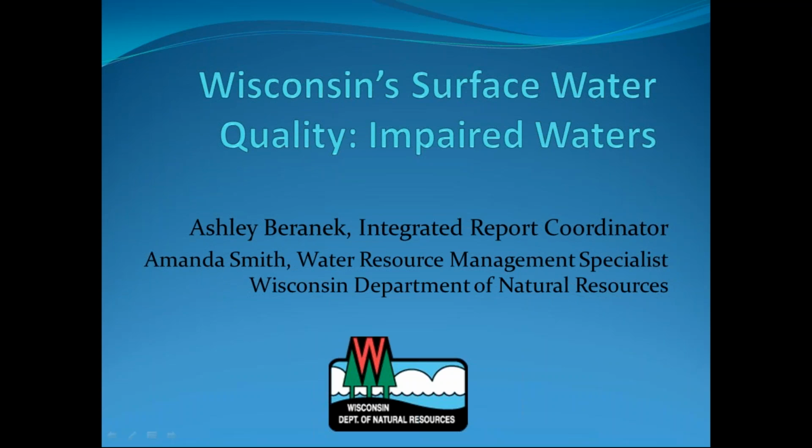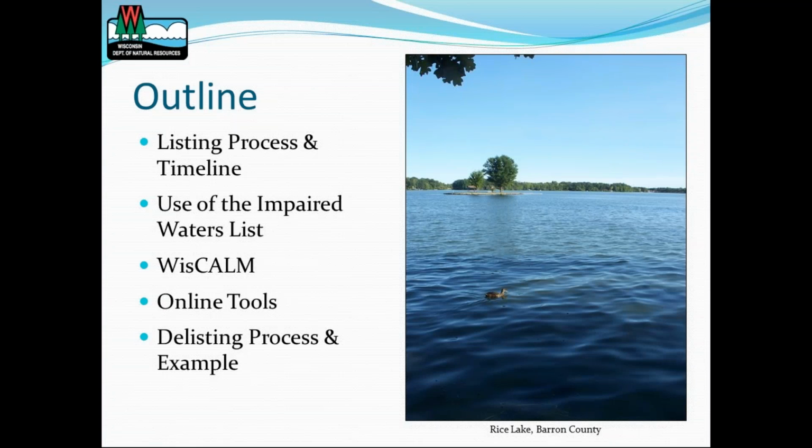Today I'm going to talk about Wisconsin surface water quality. We're going to look at some of the listing process, the timeline, how we use the impaired waters list. I'm going to go through some of WisCALM, which is our listing guidelines, and some of the background of that. I'm going to show you some of our online tools because we have some great ways to figure out background on listings for water bodies or how you can determine natural communities. And then I'll go over some delisting processes and examples.